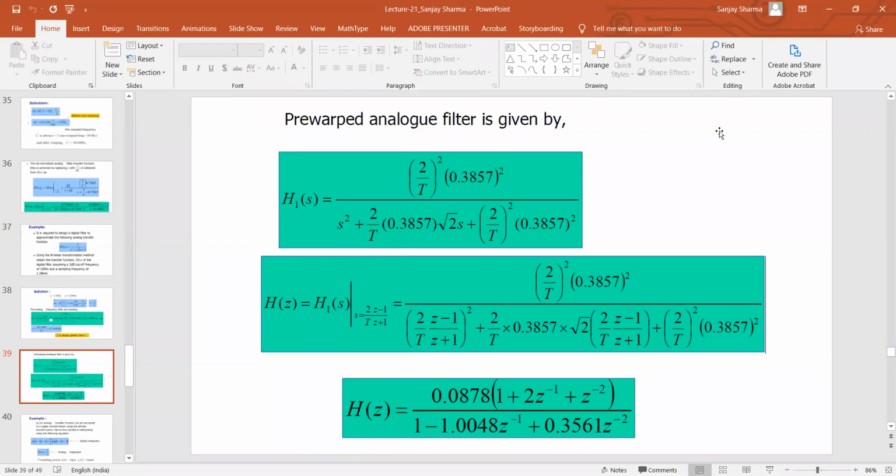And I'm finishing now. I now apply the bilinear transformation. I replace every s with the bilinear transformation, and I will get the digital filter, pre-warped. So that is the procedure of designing IIR filters using the bilinear transformation.